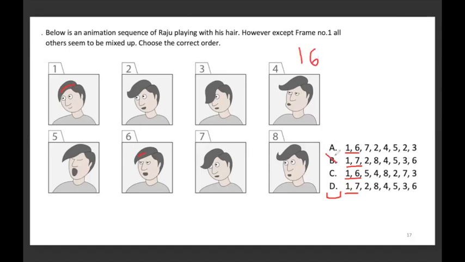So your B will be wrong, D will also be wrong. Between A and C, you are left with either 7 or 5 coming after that. So after that, again from 6, which is the next frame that shows easy or gradual movement of the hair or the mouth or the eyes.